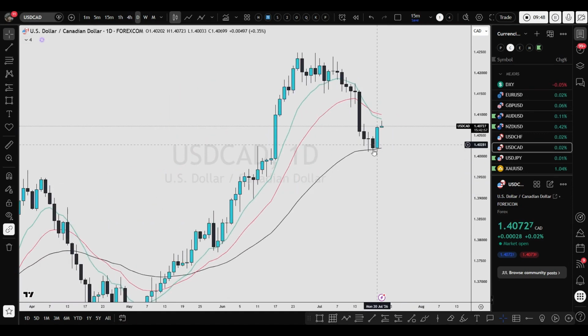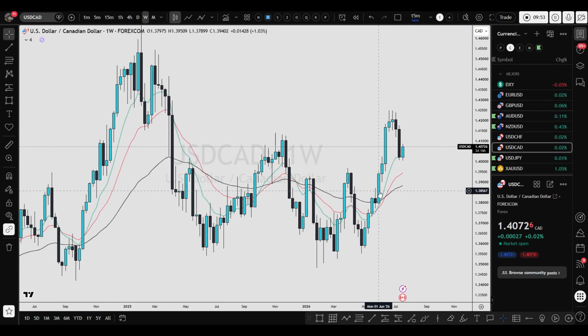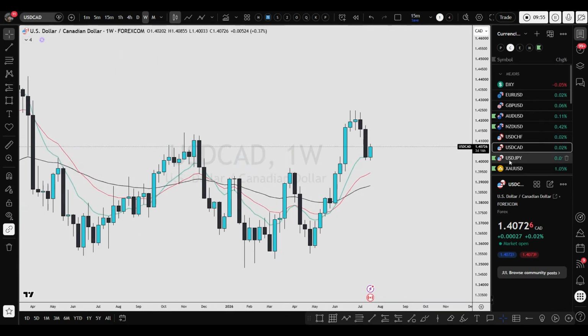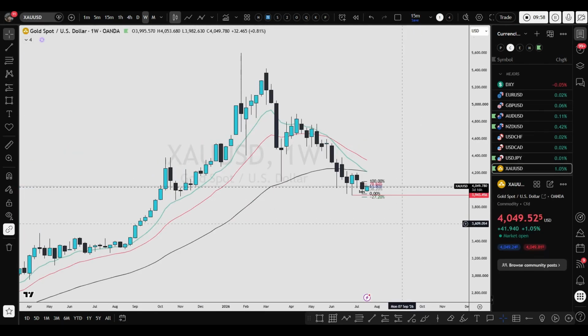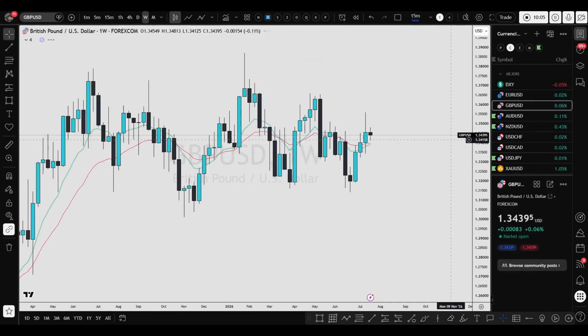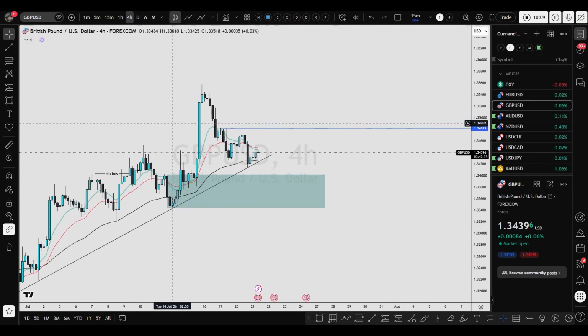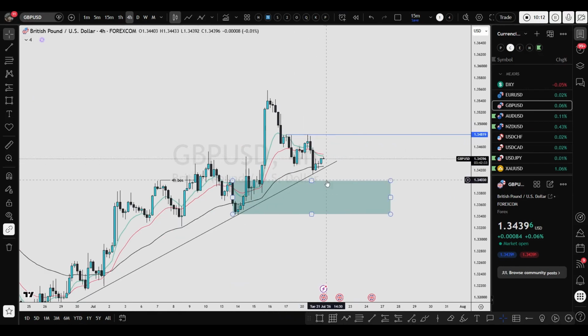USD CAD, we are getting some really good bounce from the 50 EMA, but nothing clean for me right now. I'm just going to monitor Euro JPY for now. There is nothing interesting for me. Same story for GBP USD. I'm waiting for a little deeper correction here before I look for long.